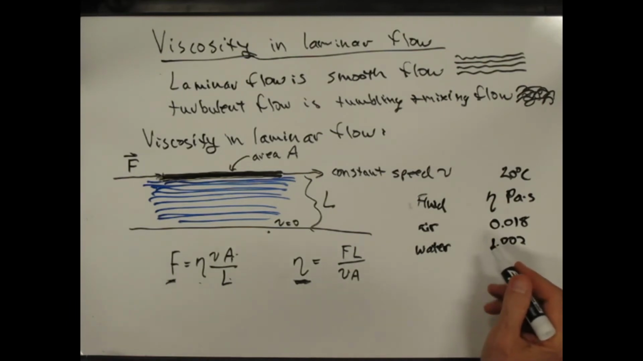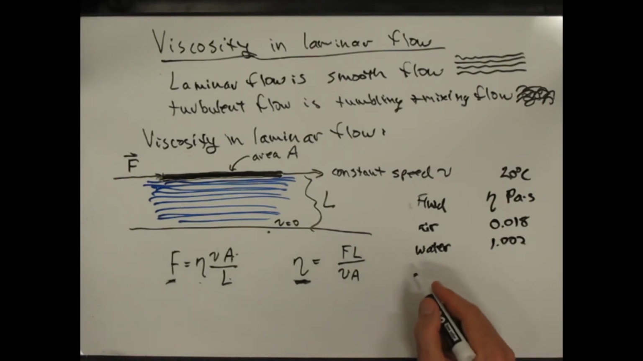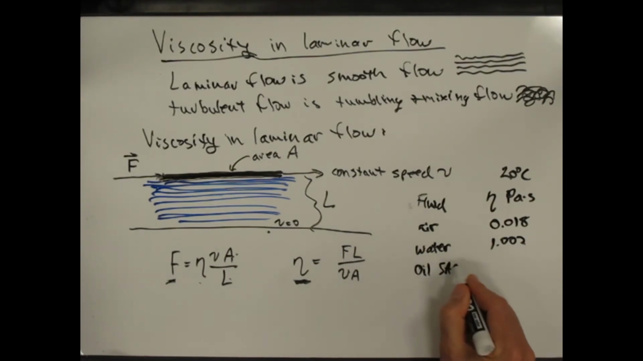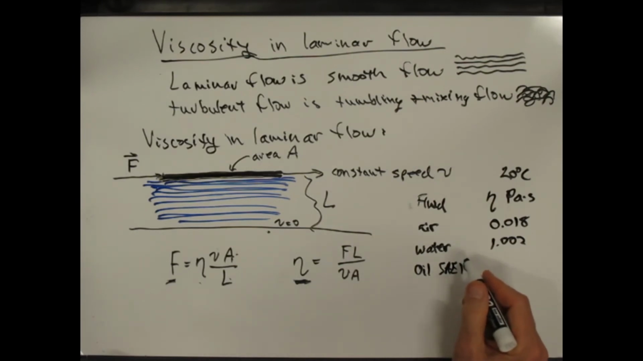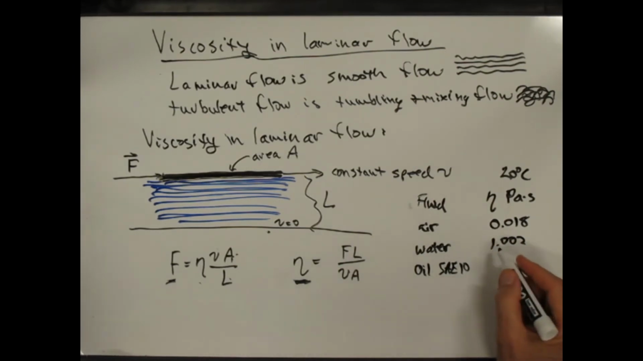I was going to do oil. So oil, this is like SAE10, which is what you put in your car in the wintertime, maybe. This is at 30 degrees C. It's close to where your car might be operating. It's 200. So it's got a high viscosity.